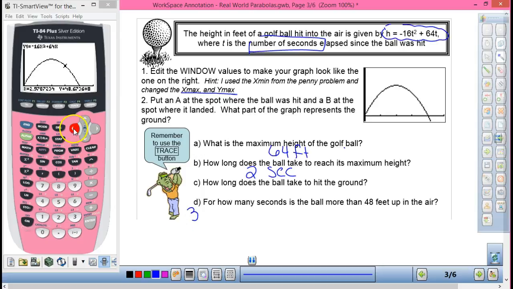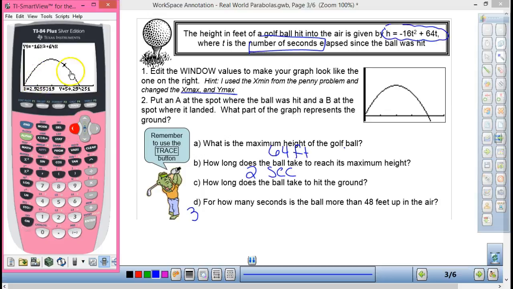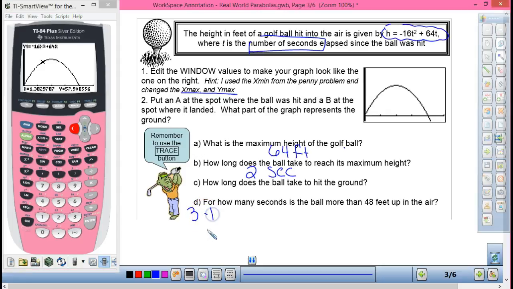Okay, and then if I'm going back, because 48 is about right here, and it's going to be over here, right? So at what point does it go below 48 as I'm going backwards? Do this on your calculator. At about 1 second. So how long does it stay above 48 feet? About 2 seconds, yeah.